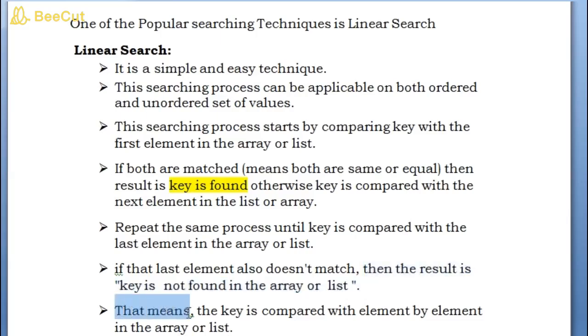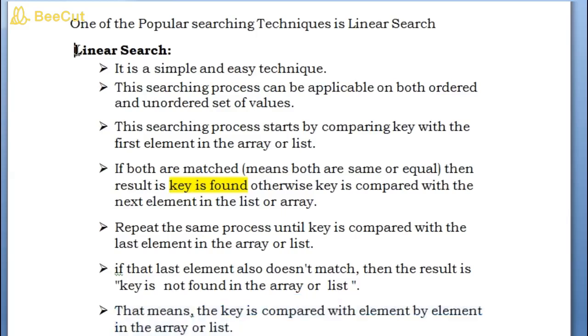That means the key is compared with element by element in the array or list. In the linear search mechanism, we compare key with one by one element of the array. If key and an array element are equal, meaning a match is found, then key is found and the searching process is successful. If key is not equal to any of the array values, then key is not found and the searching process is unsuccessful.